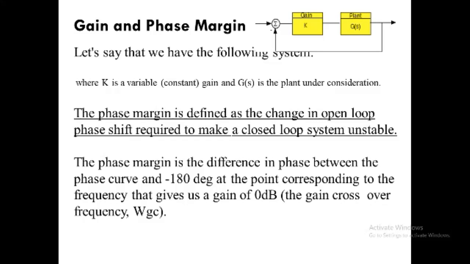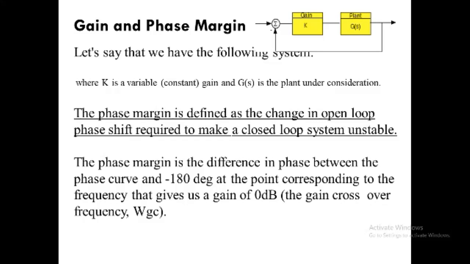Gain margin is a measure of relative stability, and it is defined as the magnitude of the reciprocal of the open loop transfer function evaluated at the phase crossover frequency, that is omega PC, which is the frequency at which the phase is minus 180 degrees. That is, gain margin is equal to 1 upon |GH(j omega PC)|, where the angle of GH(j omega PC) is equal to minus 180 degrees.